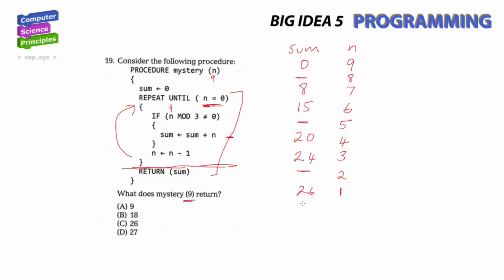So now we're going to change the sum. Sum becomes sum plus n. So that's 26 plus that 1 is 27. And we deduct 1 from the n, so that gives us 0. Now keep in mind right here, n equals 0. So when we try to repeat this, 0 does equal 0, so we stop. And then we stop with the repeat. And then at the very bottom it says return the sum. Well, the sum is 27, so that's what will be returned.